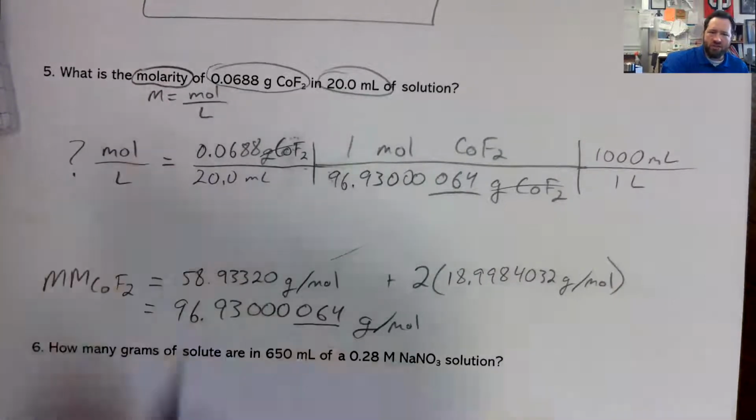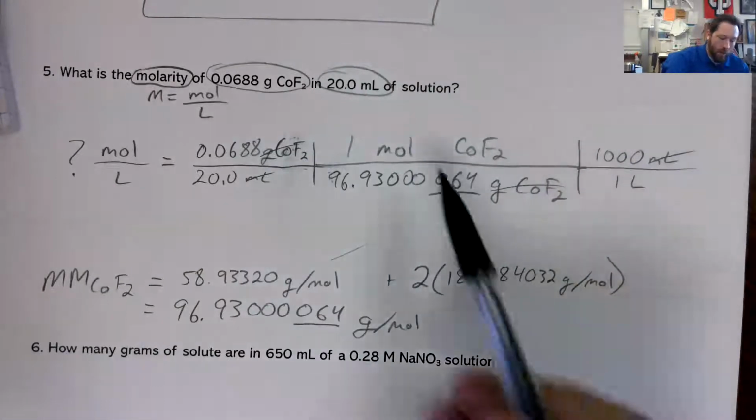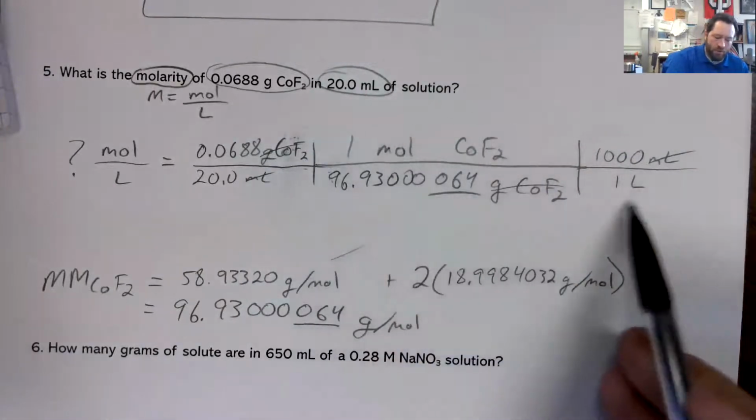Hey, there's the advantage of listing out what we want. Get our liters on the bottom, milliliters will cancel out. I'm left with moles cobalt fluoride on top, liters on the bottom.